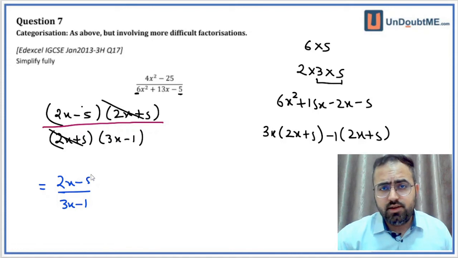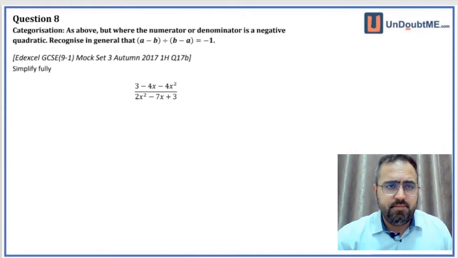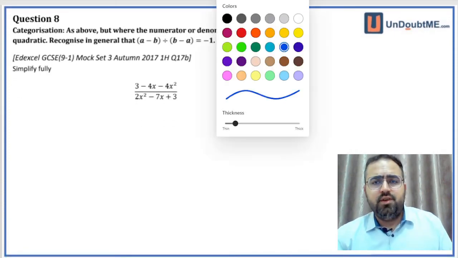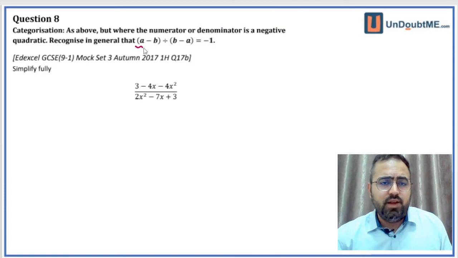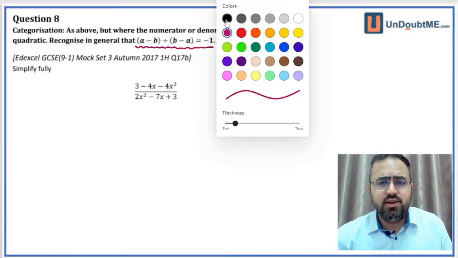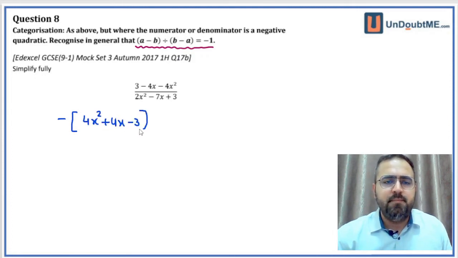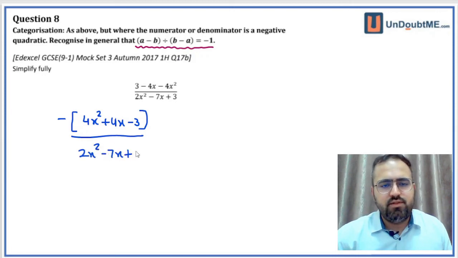I hope that till now whatever questions we have discussed are clear to you all. Next. In this question they have given us a categorization that we may have to use. Okay, may. It is not necessary that you have to use it. Let us see how we can solve this question. First and foremost, I'll take the minus sign common from the numerator. It will give me 4x squared plus 4x minus 3, and the denominator is 2x squared minus 7x plus 3.